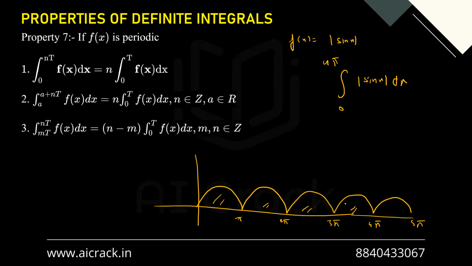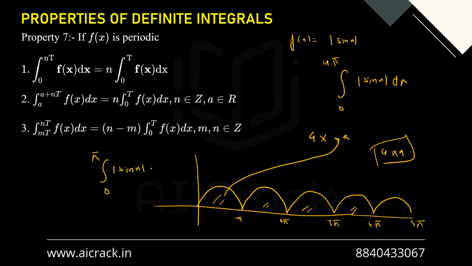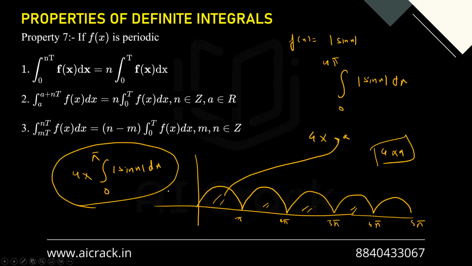So I can do 4 into the area of one single cycle, let's say A. So 4 into A is the final answer. And what is A over here? A is nothing but the integral from 0 to pi of mod of sine x dx, right? So what I'm actually doing is multiplying by 4. My main purpose with this property is to reduce the entire integral into this kind of format: calculating the area of one single cycle and multiplying by the number of cycles to find the entire area, which is nothing but the integral, right?